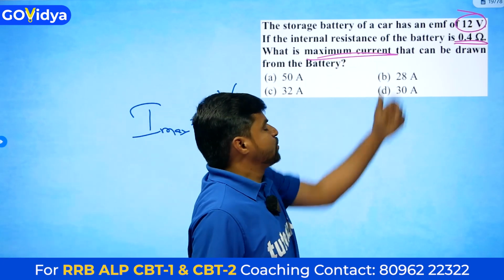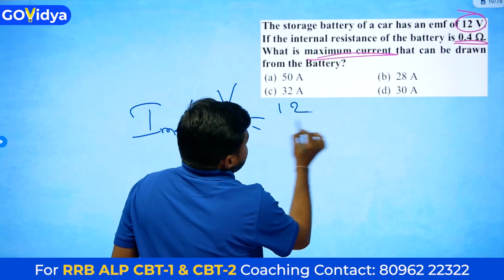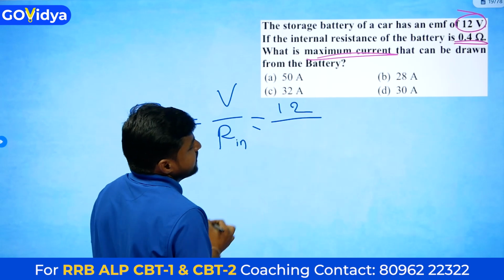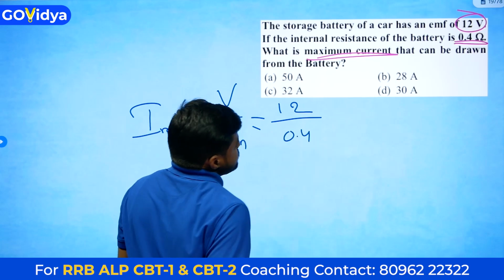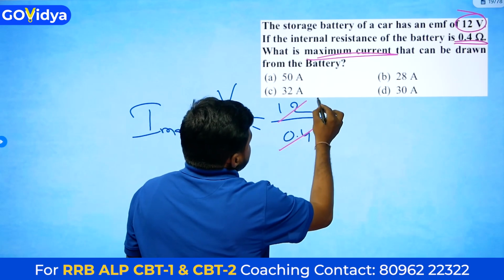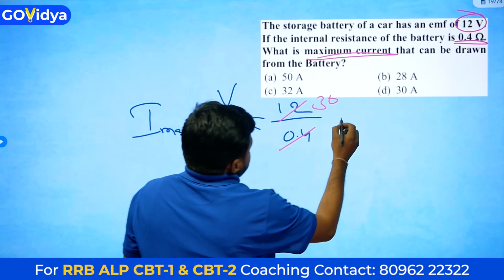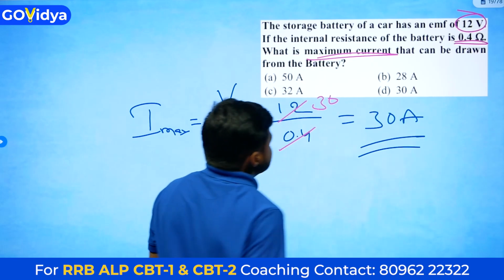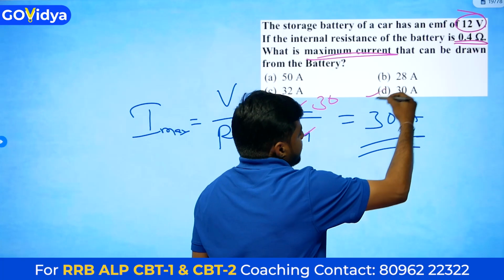V is 12 volts. Okay, and the internal resistance of the battery is 0.4 ohms. Okay, 12 by 0.4 is 30. Okay, the maximum current is 30 amperes. From the options, option D is the correct answer.